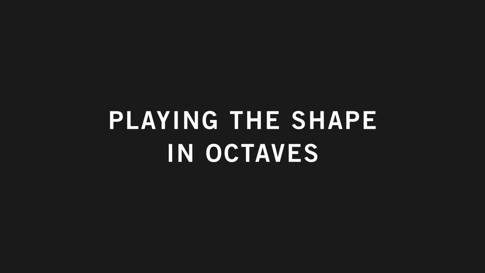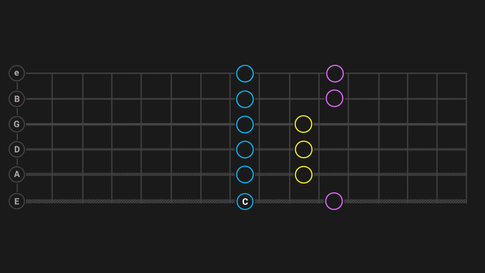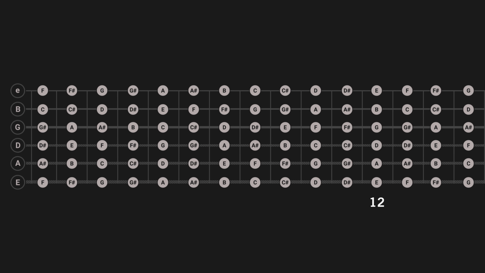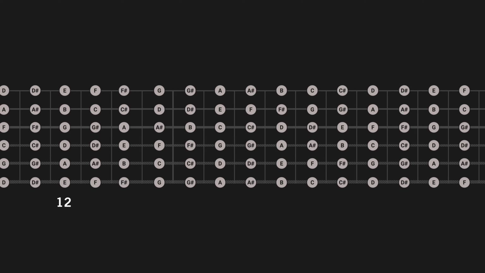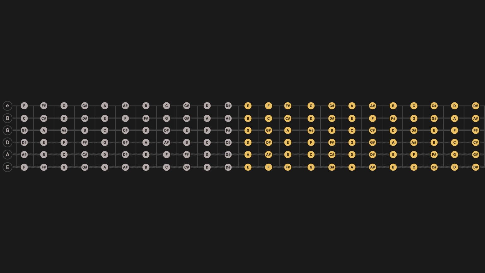Playing the shape in octaves. You already know to move the shape up and down the fretboard to play in different keys, and you know that after the 12th fret on each string, the musical alphabet starts over again. So you have the same letters here and here.